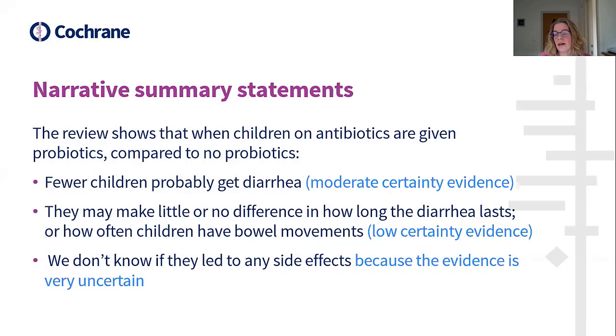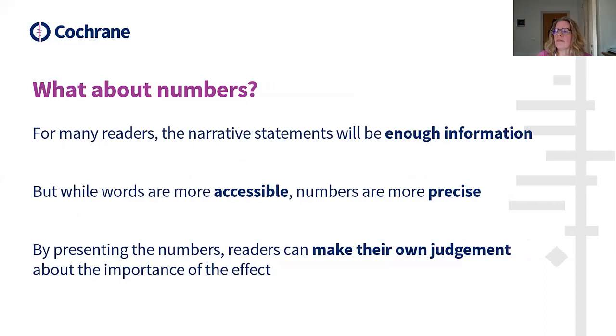If we felt that the audience we were talking to understood what the terms moderate certainty and low certainty meant, we could add those in if we wanted to be more specific. And for many readers, those kinds of statements are probably going to be enough information. So for instance, if you were a parent who has a child on antibiotics, it's likely to be enough that fewer children probably get diarrhea when they use probiotics.